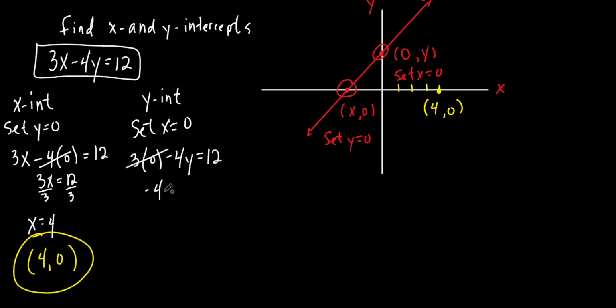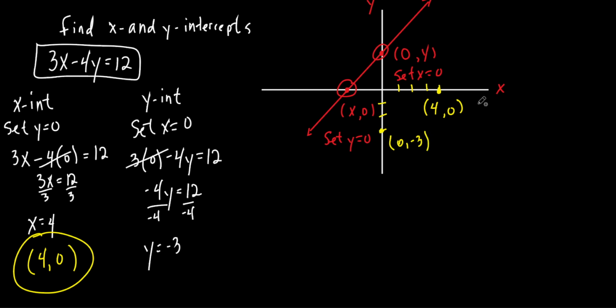So what do I have now? I got negative 4y equals 12. One little step. Divide by negative 4. Y equals negative 3. But how do I write the answer? The y-intercept is at negative 3, isn't it? 1, 2, 3. So here's where the y-intercept is right there. What is that point?